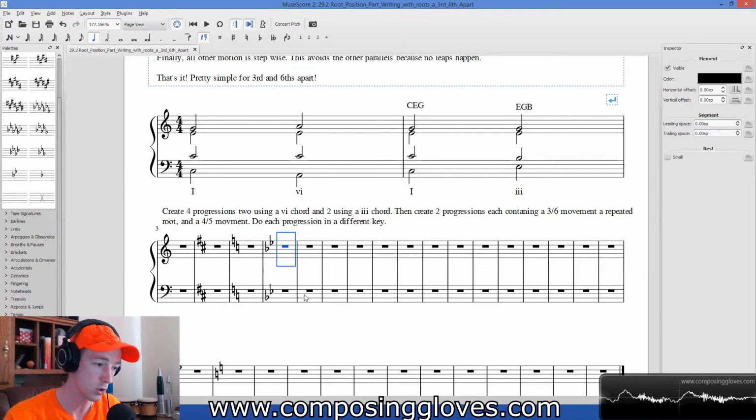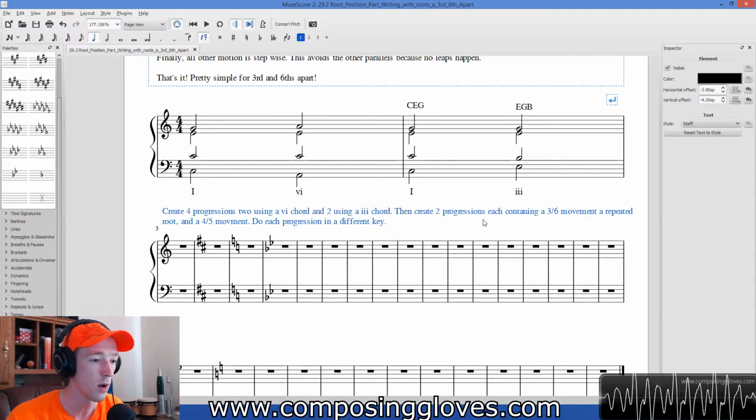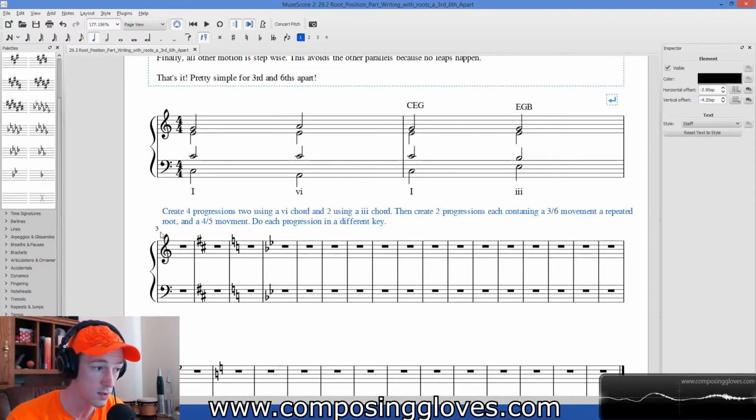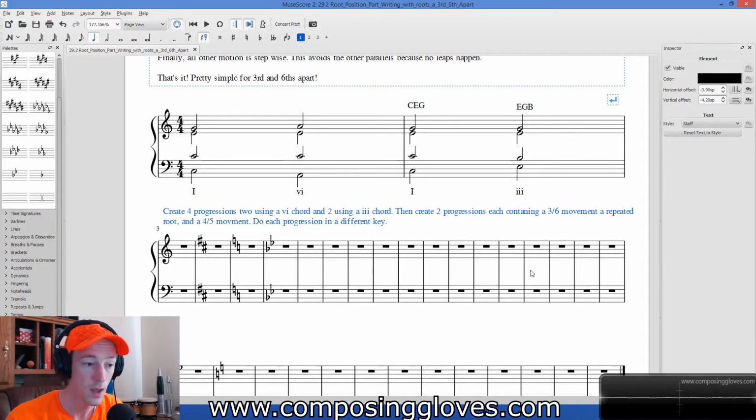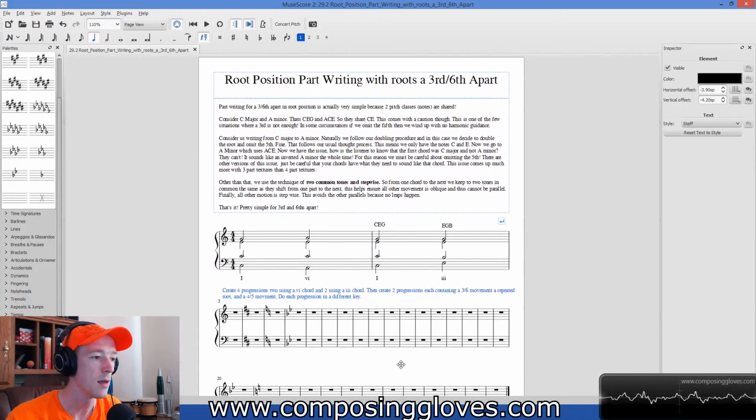Right now, we're focusing on just root position writing. And then do each progression in a different key. So of these 2 larger progressions, do each one in a separate key. If you have any questions about that, let me know.